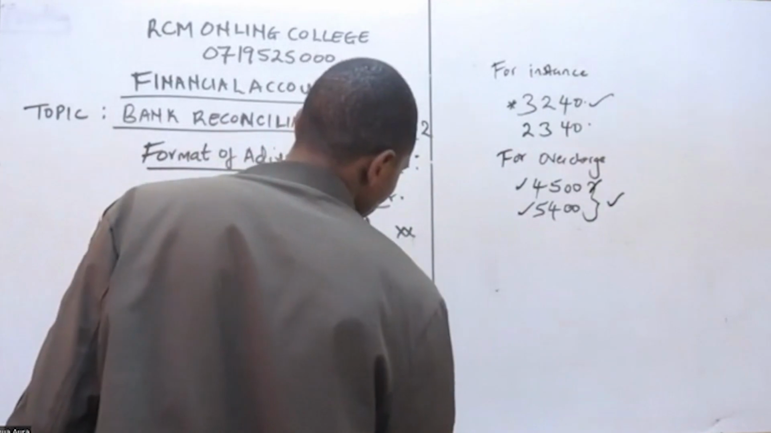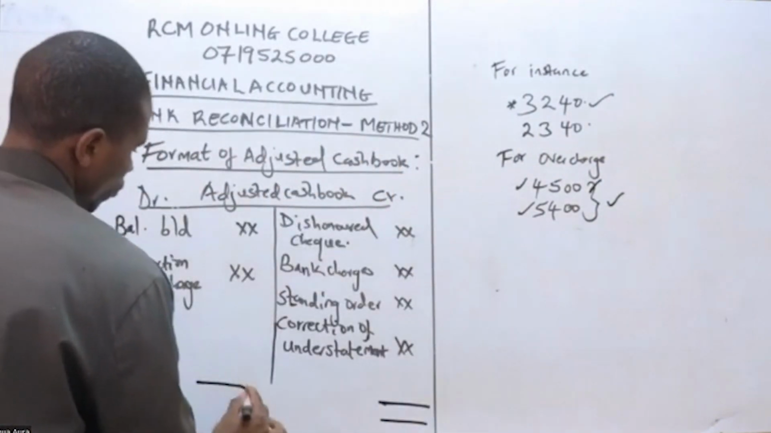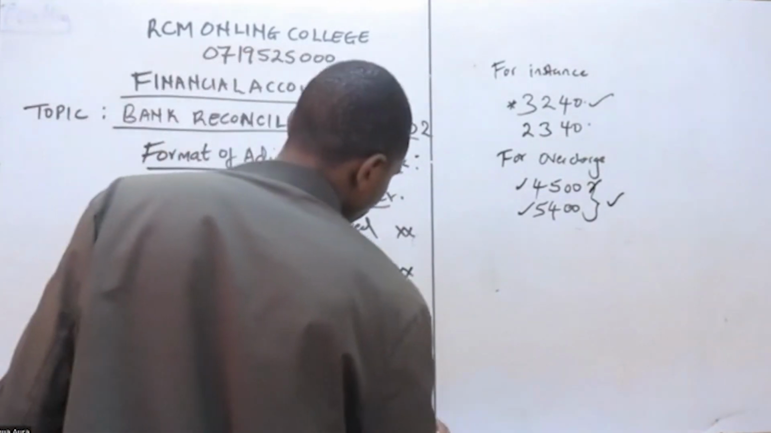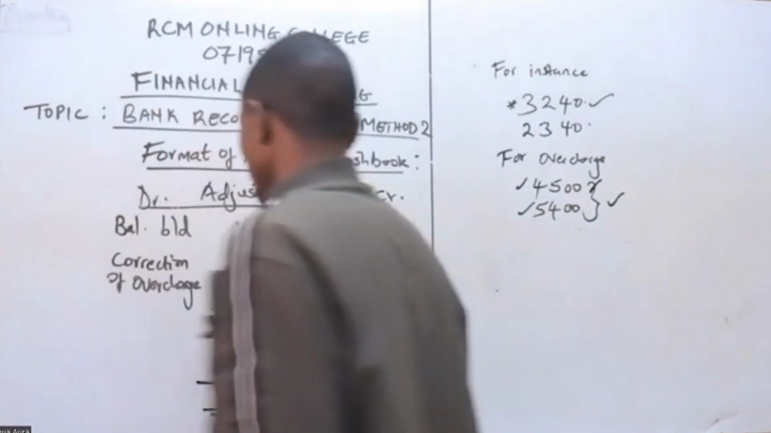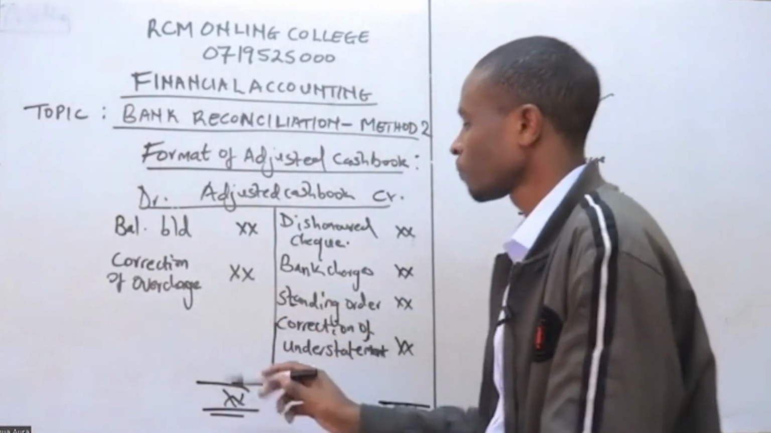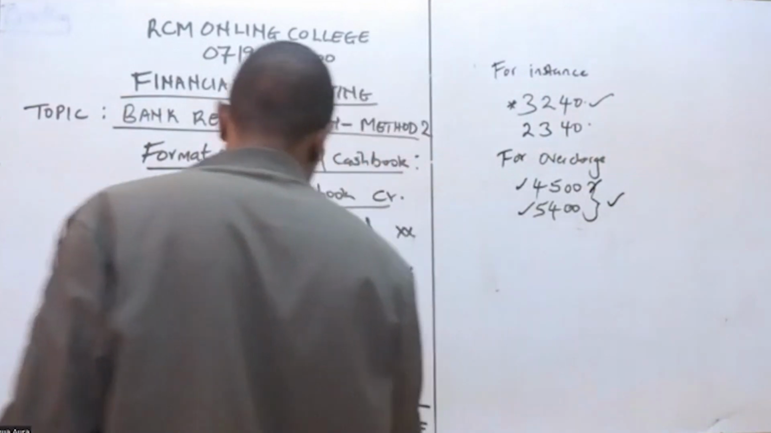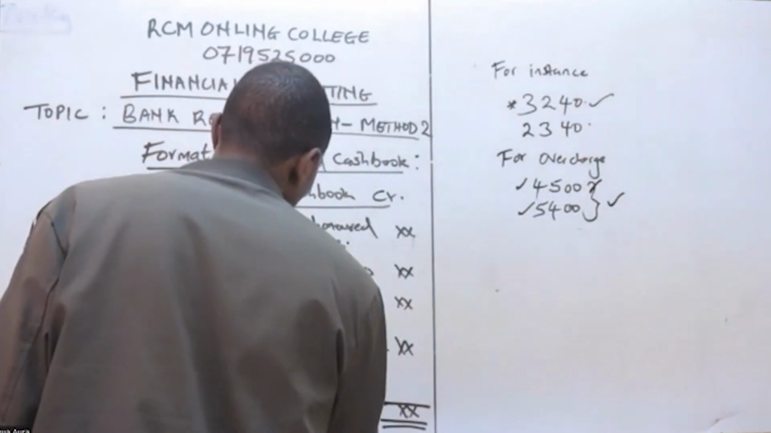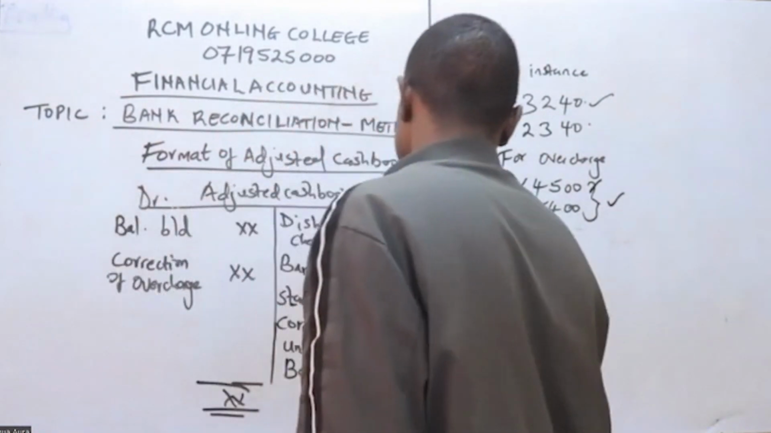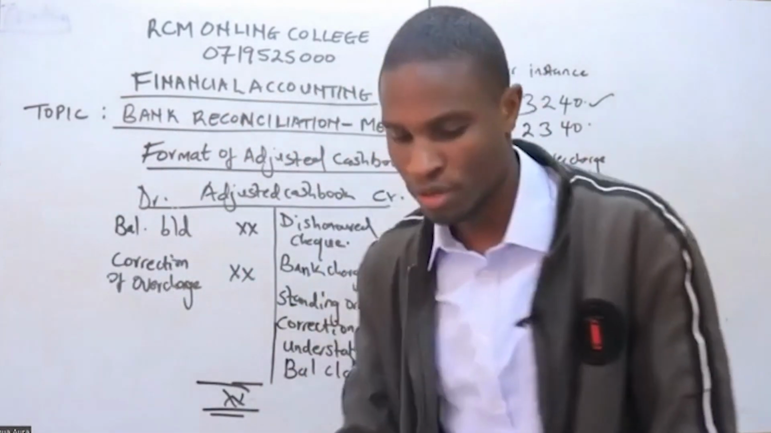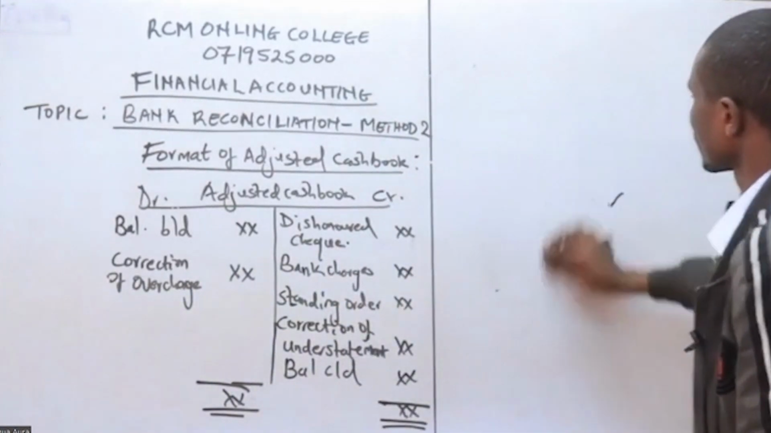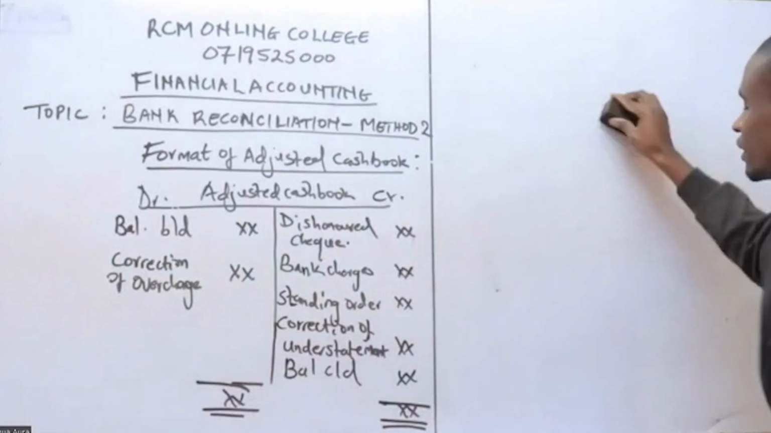So we can get the total here. So these are our totals. After you get the total, you find that on the debit side, you might be having a higher value compared to the credit side. So you have your balance carried down on the credit side. After that, you prepare the bank reconciliation statement.